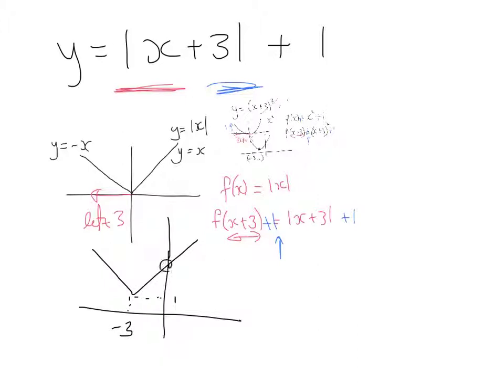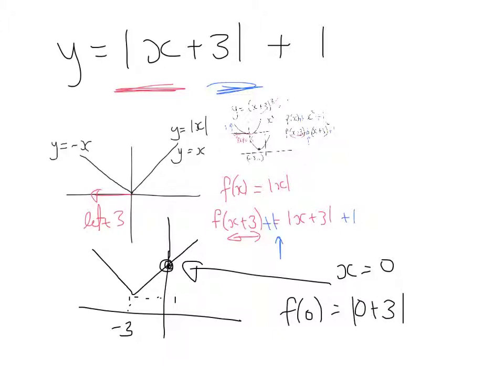If we wanted to know what the y-intercept was, we do exactly the same as we do in C1. The y-intercept is when x is 0. f of 0 is modulus of 0 plus 3, plus 1. Modulus of 3 is 3, because it's a positive number, so it doesn't change. 3 plus 1, 4. So the y-intercept is 4.